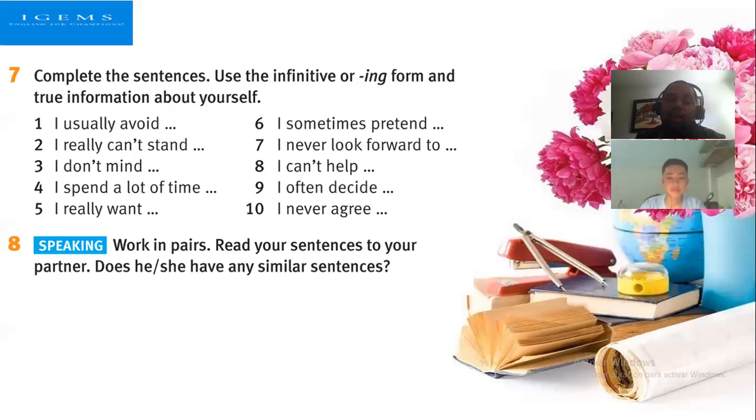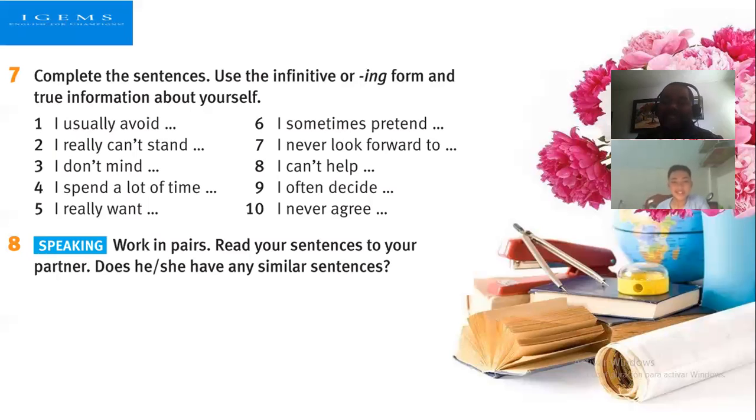Number 2, you really can't stand. I really can't stand playing games. Oh, you really can't stand playing games. All right, so you don't mind. I don't mind helping my mom with the housework. Fantastic. Number four, you spend a lot of time. I spend a lot of time using my computer.